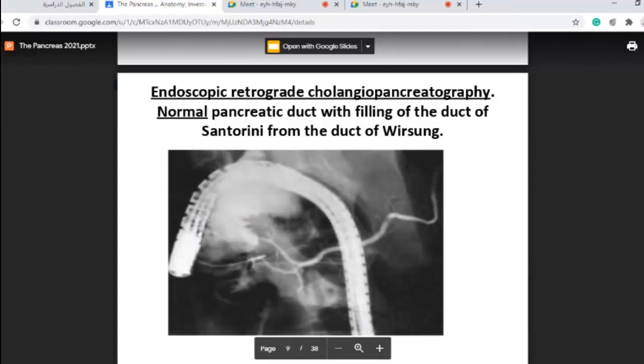Also, we can pass a catheter for retrieval of the stone, removal of the stone. We use a Dormia basket, or we can put a stent. We can take a biopsy. We can do sphincteroplasty. And so this is for diagnostic and therapeutic purposes, ERCP, endoscopic retrograde cholangiopancreatography.